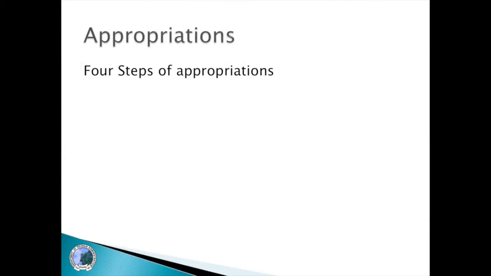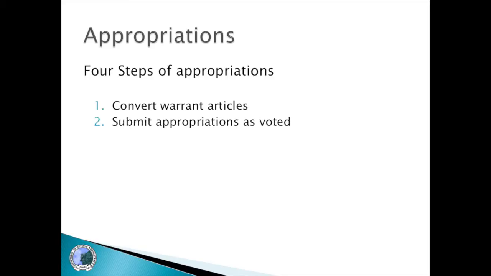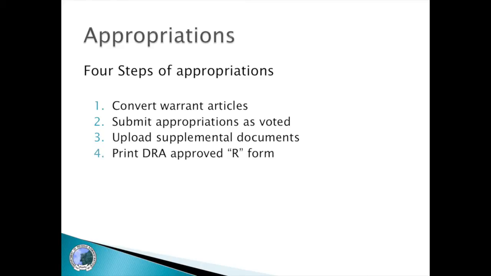The appropriations process consists of 4 steps. The first, converting the warrant articles to appropriations as voted. Second, submitting your appropriations as voted to DRA. Third, uploading supplemental documentation required for your appropriations review. And fourth, printing your DRA-approved appropriations as voted, also known as your R form.